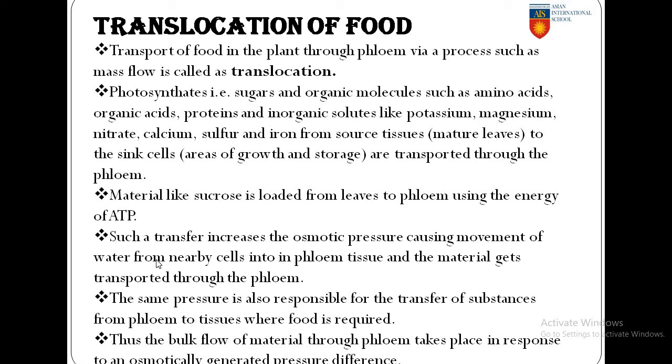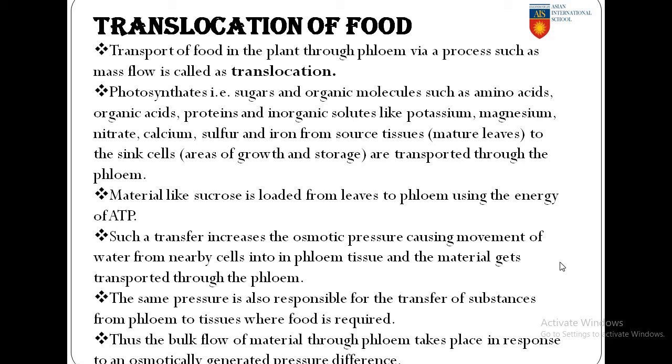Now this happens only when there is too much solute. As we read in osmosis, when the solute concentration is higher, endoosmosis takes place, right? The water from nearby cells enters into the neighboring cells, and the material gets transported through the phloem. The same pressure is also responsible for the transport of substances from phloem to tissue where food is required. Thus the bulk flow of material through phloem takes place in response to an osmotically generated pressure difference.